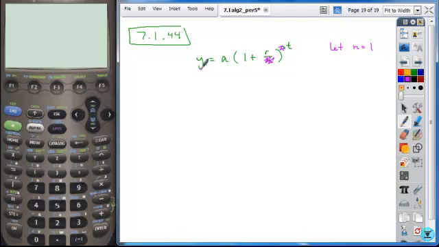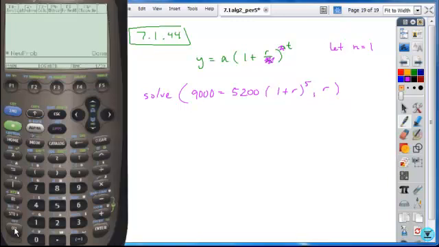So if we plug in the values that we have, it went up to 9,000. That's the current price. It started at 5,200. That was the original price. 1 plus R is our growth factor. And then to the power of t, well, it asks in the last 5 years. So that's a value of 5. And so this is the equation that you would use to solve for the interest rate. And so this will be the first part of this problem.